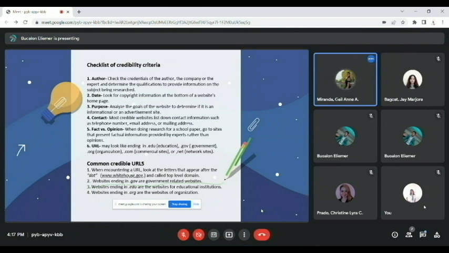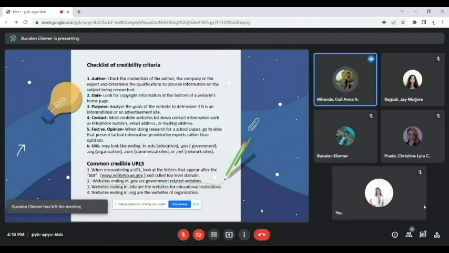Fifth, fact versus opinion. When doing research for a school paper, go to sites that present factual information provided by experts rather than opinions. And the last is URL. May look like ending in .edu for education, .gov for government, .org for organization, .com for commercial sites, .net for networking sites.